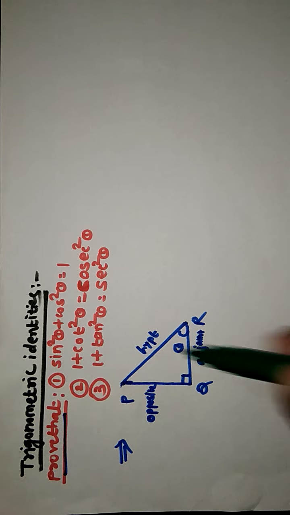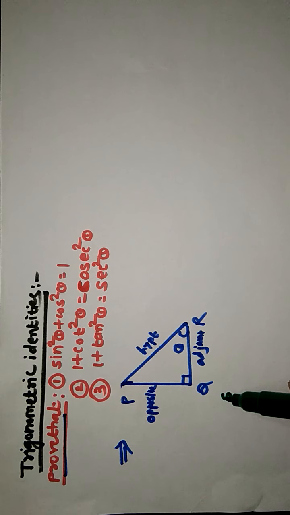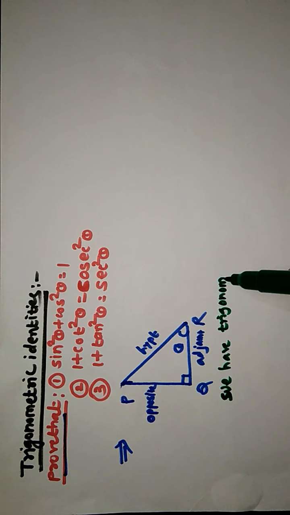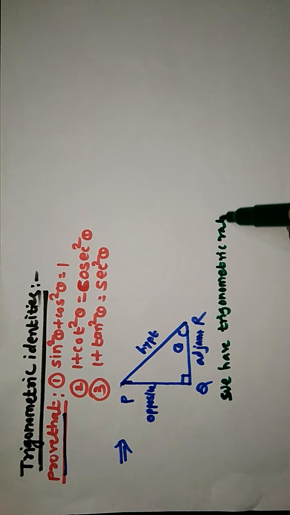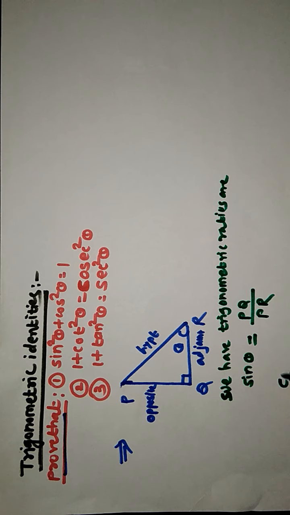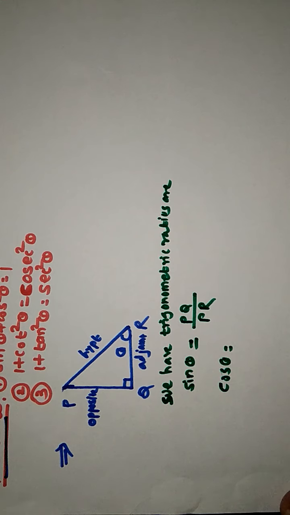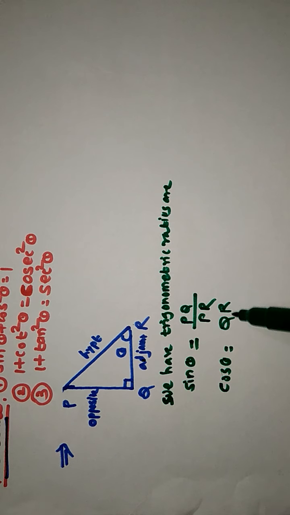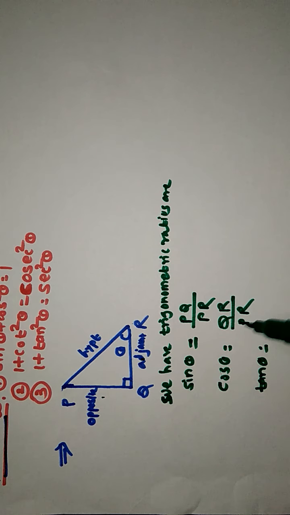Now we first write down all the trigonometric ratios. The first trigonometric ratio is sine theta, opposite upon hypotenuse, which means PQ upon PR. Cos theta is the ratio of adjacent to the hypotenuse, QR upon PR. And tan theta is the ratio of opposite to the adjacent, which means PQ upon QR.